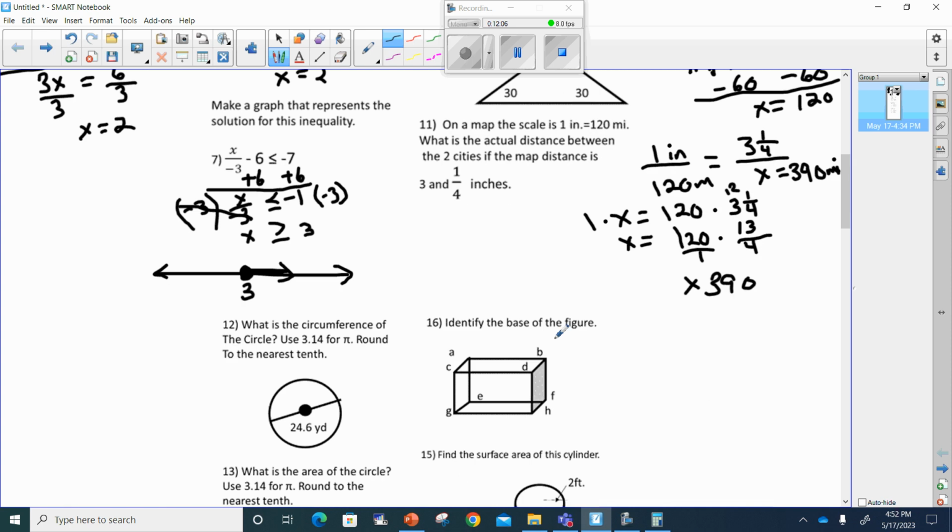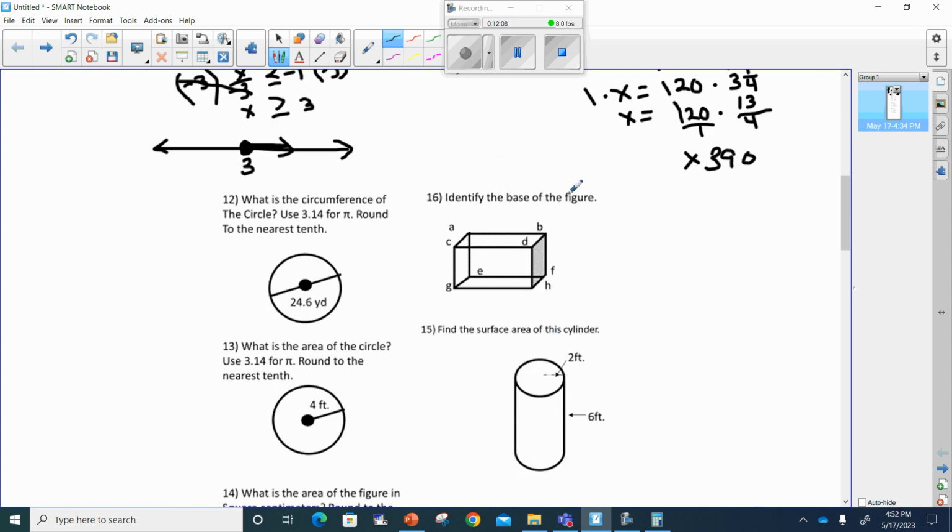All right. Let's go to number 16, identify the base of this figure. Identifying the base means I'm going to identify the item that is not a triangle. Unfortunately, every one of these sides is a triangle. So this base is going to be a rectangle. And I'm sorry, I said that wrong. Identify the side that is not a rectangle. Unfortunately, all of these are rectangles, which means the base will be a rectangle.